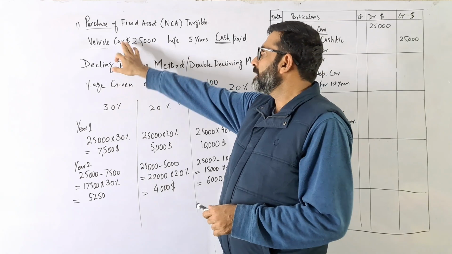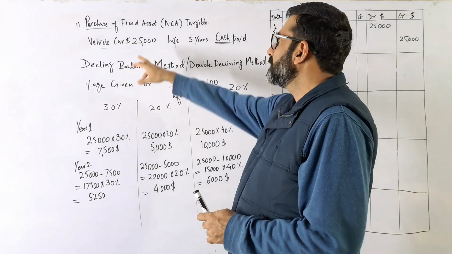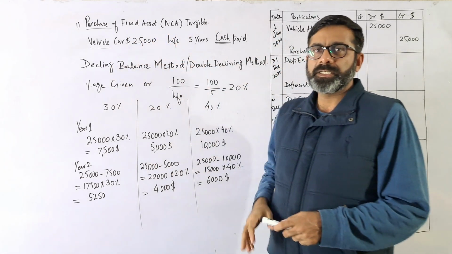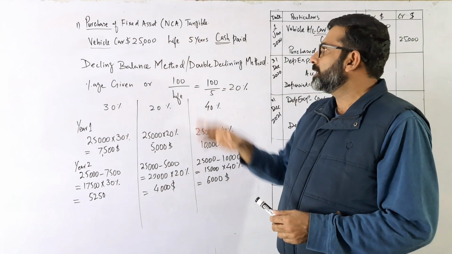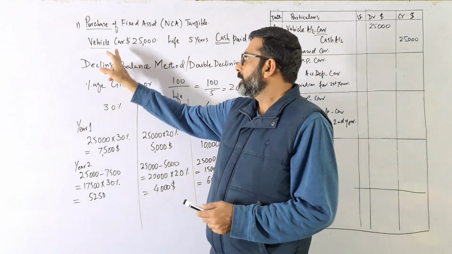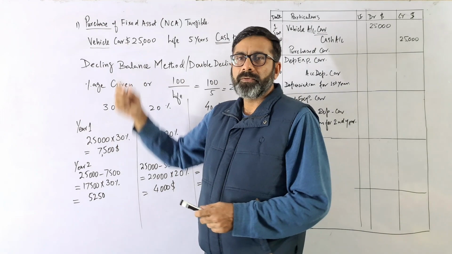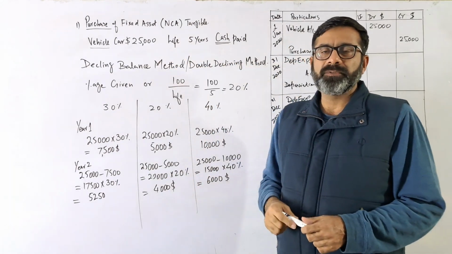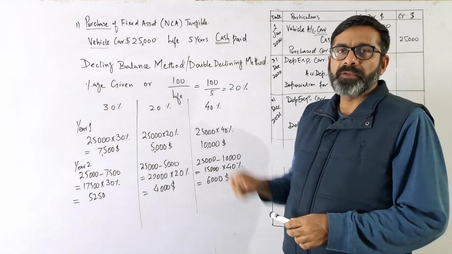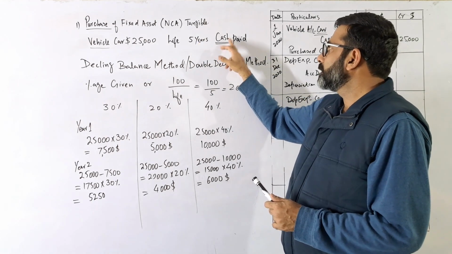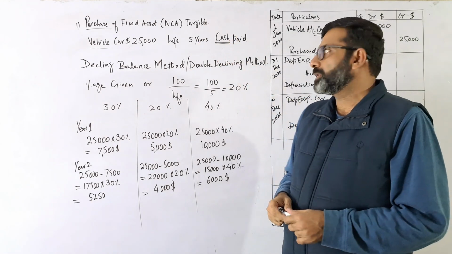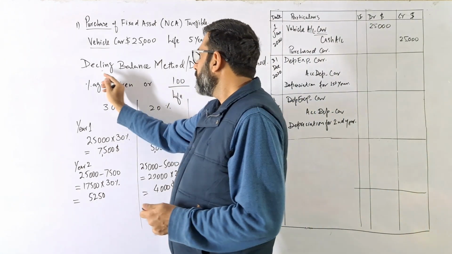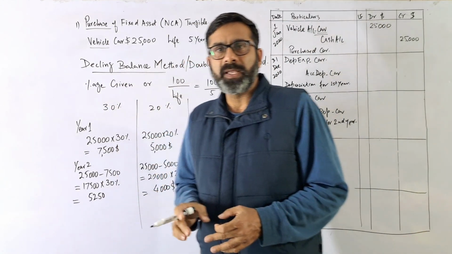So we are taking the same example: the business has purchased a fixed asset, a non-current asset, which is a tangible asset, a car. The business has purchased the car for 25,000, and the expected life of that asset is 5 years. They purchased the car on a cash basis. So today we will discuss the declining balance method.